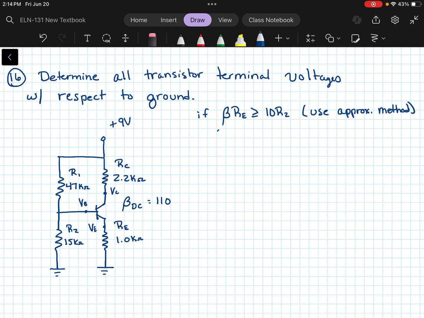So let's do our check here. The beta is 110, and we have a 1K ohm resistor at the emitter, and then 10 times the 15K. So we've got 110K over here, greater than or equal to 150K. So that's a no. Okay. Now we could still do it. It would just be a little further away from the actual values that we're looking for. So we're going to use the exact method, which is our Thevenin method.